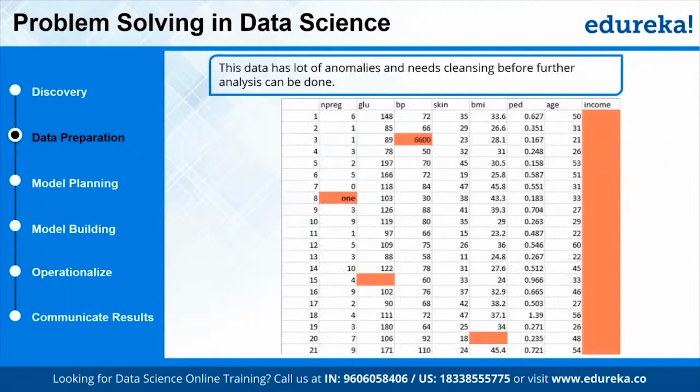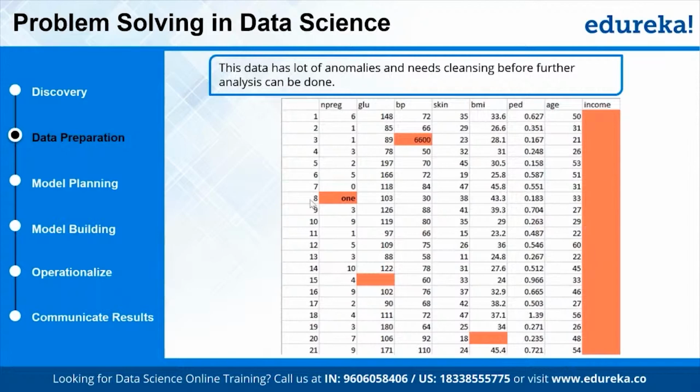If you look at this data, it has a lot of anomalies. For the column number of times pregnant, we see that all are numeric values, but here we see one. And for glucose, you see a missing value. That's not correct, right? For a patient, how is it possible that no value of glucose is found? Now tell me, can BP be this high? No, it cannot be. Again, BMI is null. And income, we don't need it.